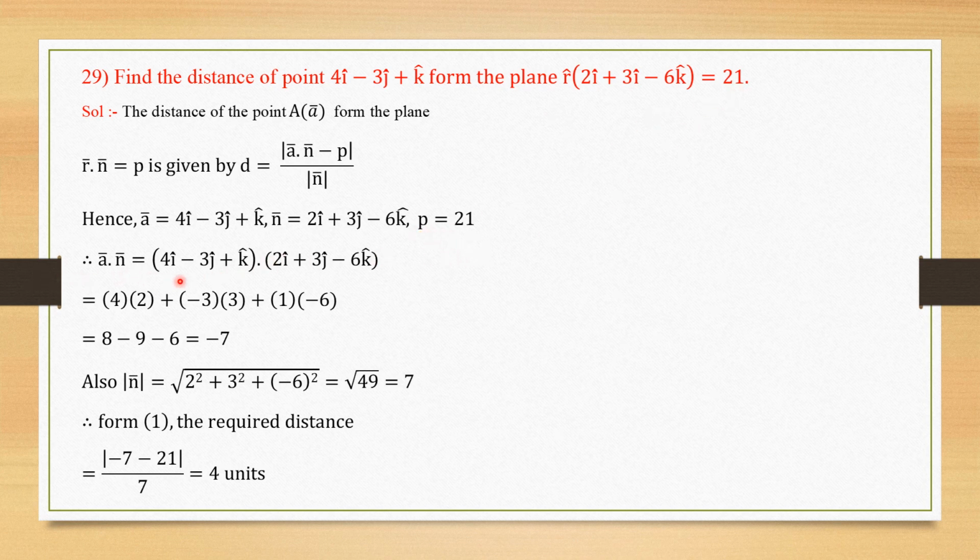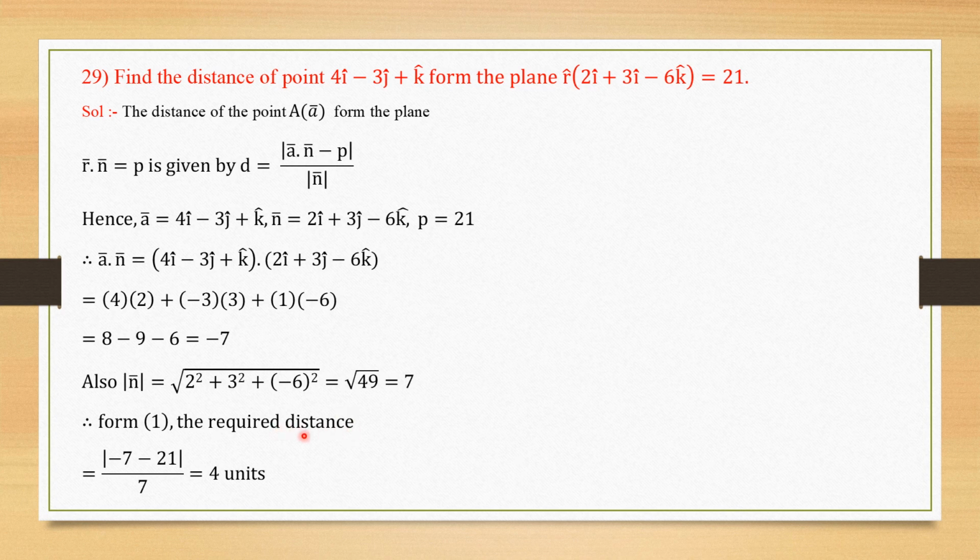A vector dot n vector: 4i minus 3j plus k dot 2i plus 3j minus 6k equals 4 into 2 plus minus 3 into 3 plus 1 into minus 6, which is 8 minus 9 minus 6, that is 8 minus 15, equal to minus 7. Also the magnitude of n vector equals root of 2 square plus 3 square plus minus 6 square, equal to root of 4 plus 9 plus 36, equal to root of 49, equal to 7.